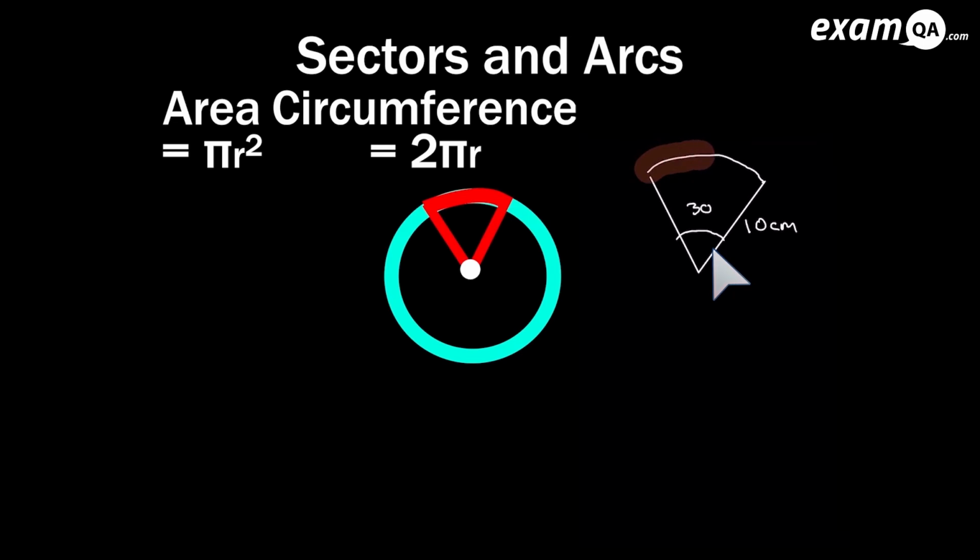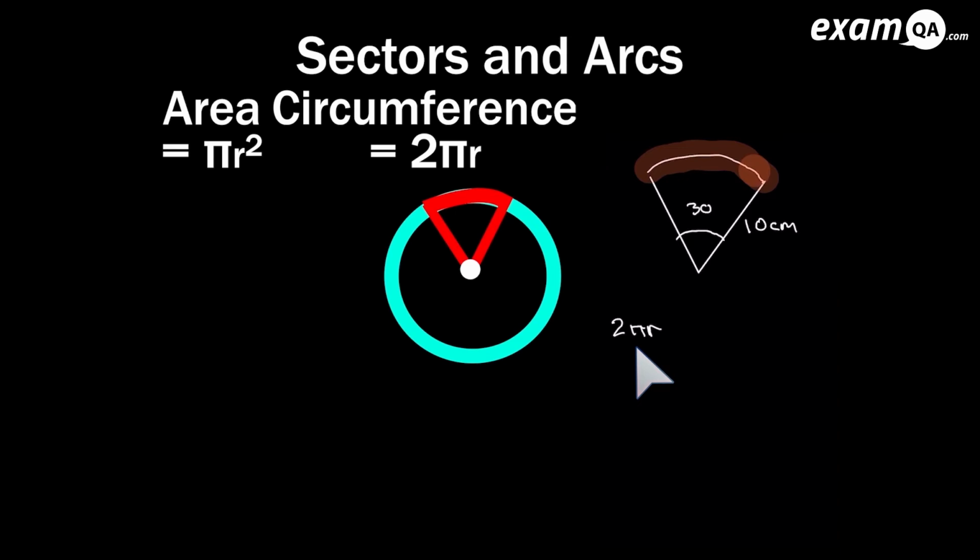So in this sector, we need to get the arc length. And the arc length is simply just the curved bit. And notice the curved bit is just a proportion of the whole circumference. And that's why we're going to do a fraction times the length of the circumference. But what fraction do we times it by?